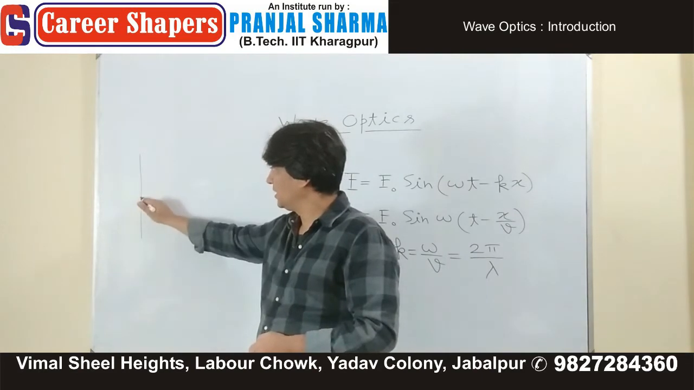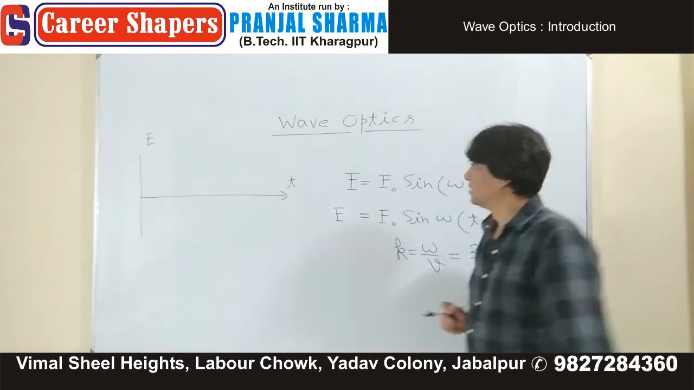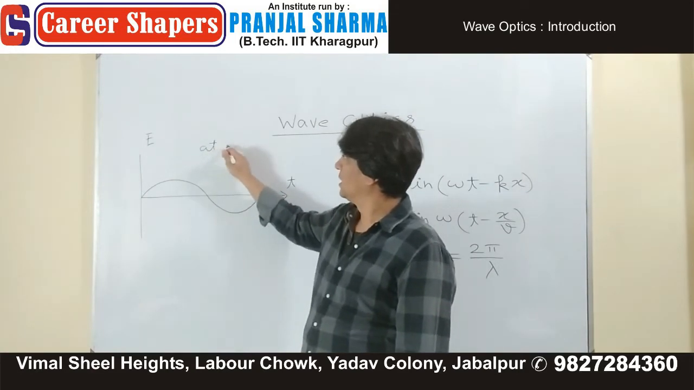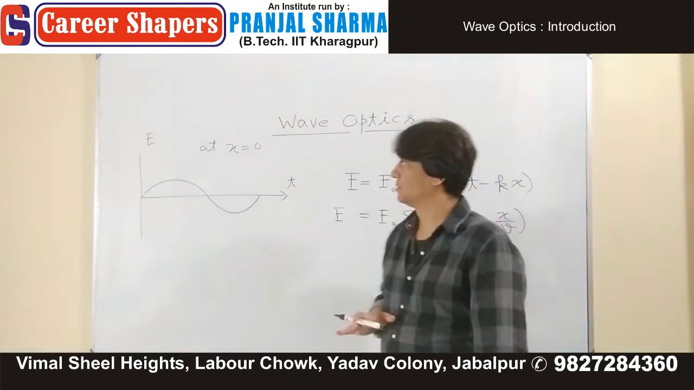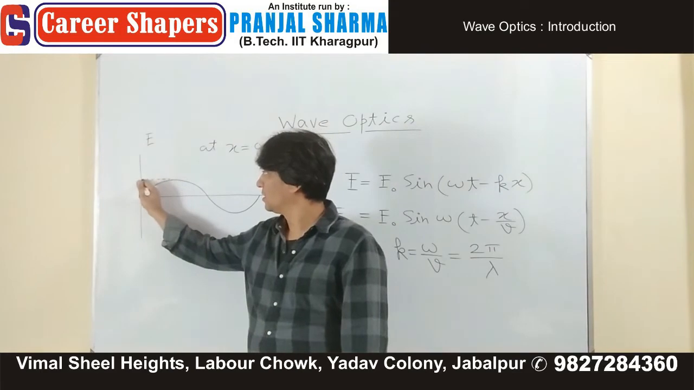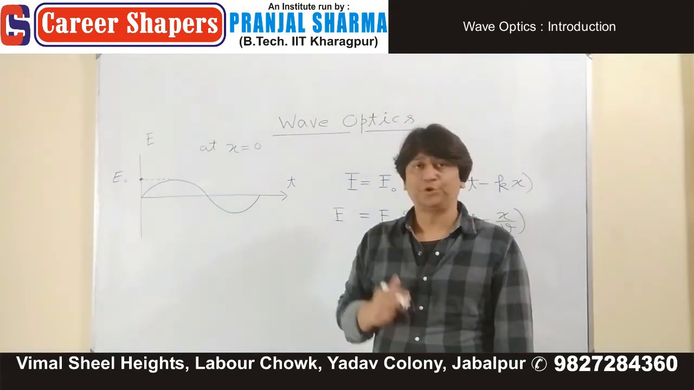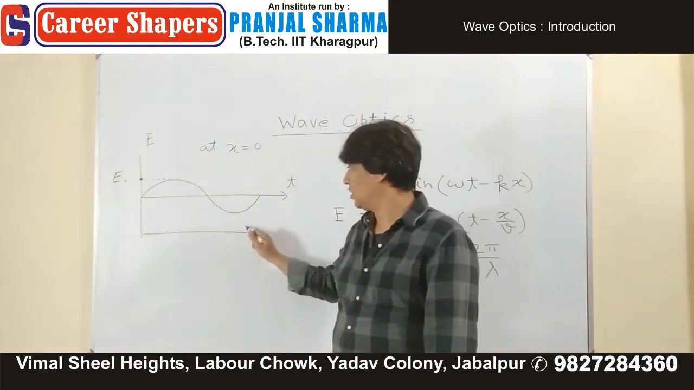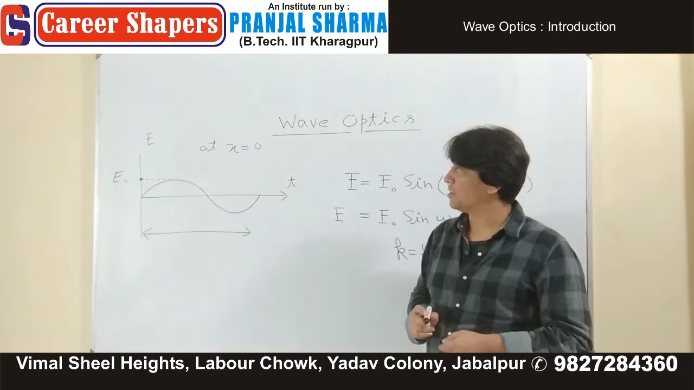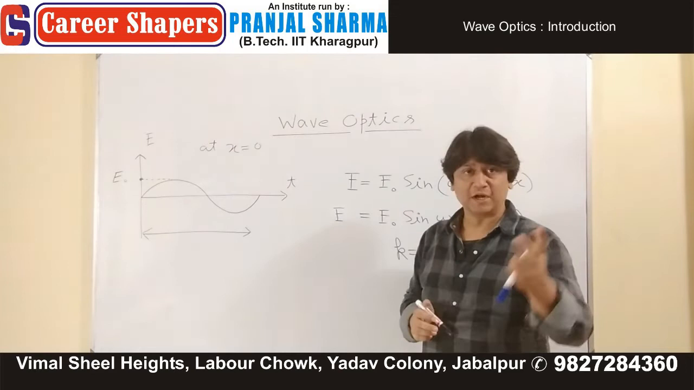If I plot a graph of E versus t, this is the shape at x equals to 0. Pay attention to each and everything. This is E naught. Let's see how much you know from 11th. What is this length called? Write down this in the comment box. And it will keep you active also. Try to interact. What is this length called?